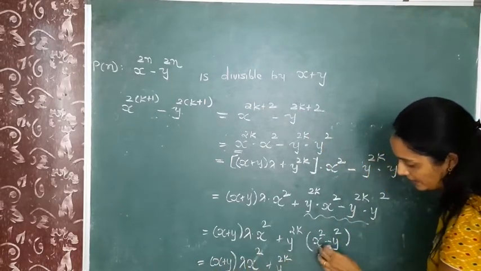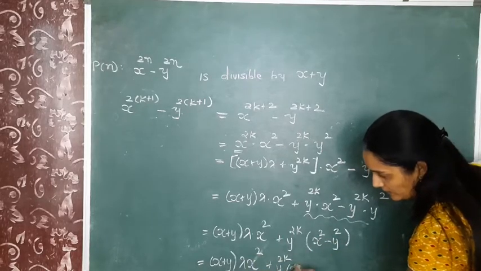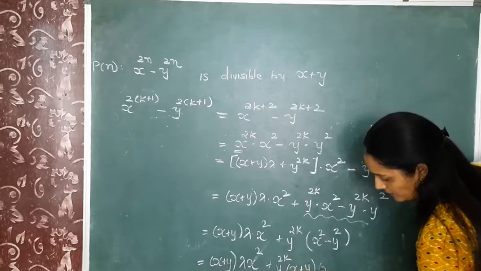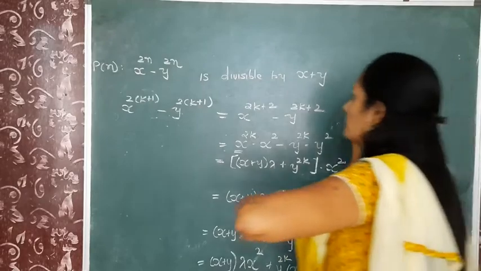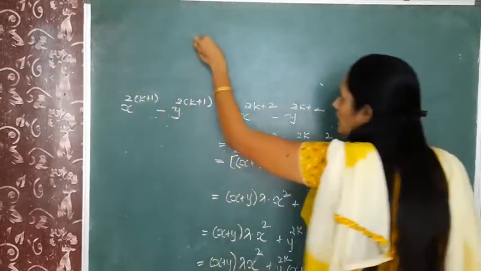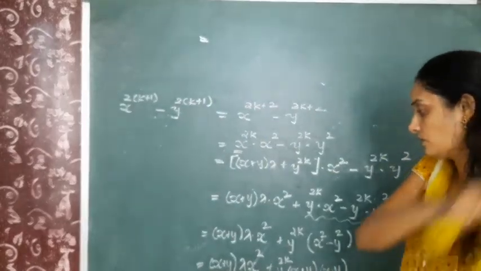Now we factorize x square minus y square. The factor of x square minus y square is x plus y, x minus y. And you can see this, we can take x plus y common from these two terms.